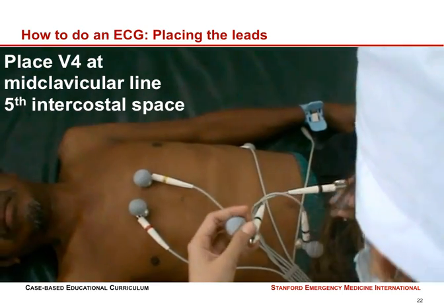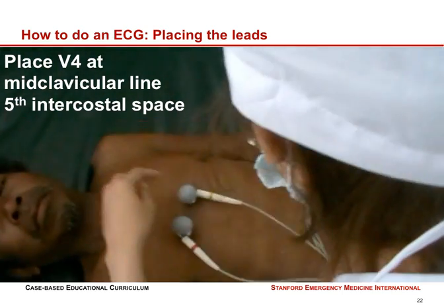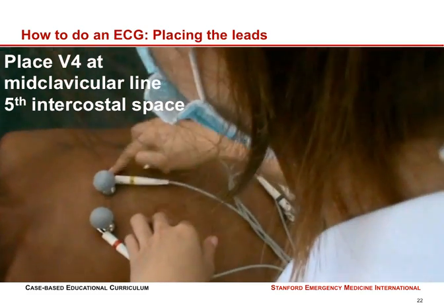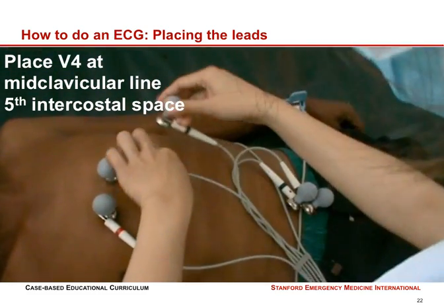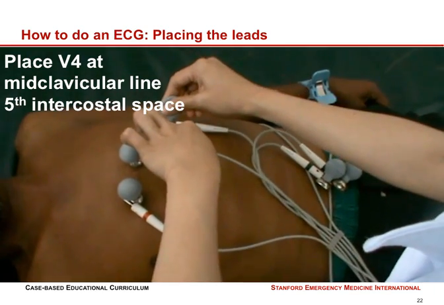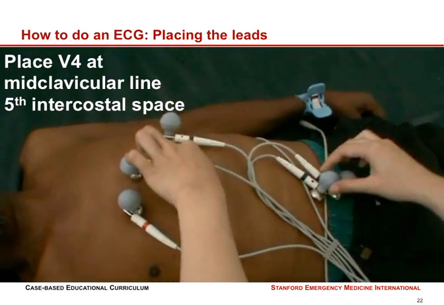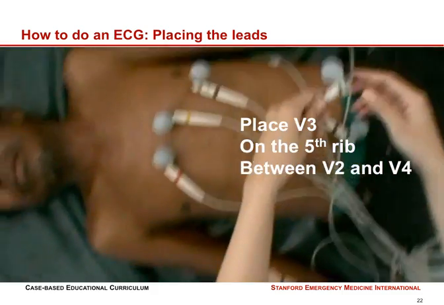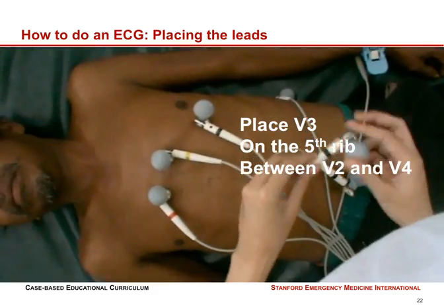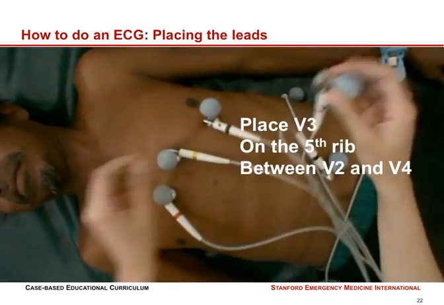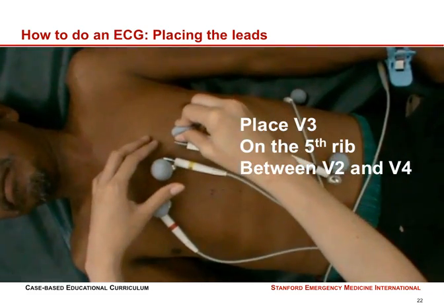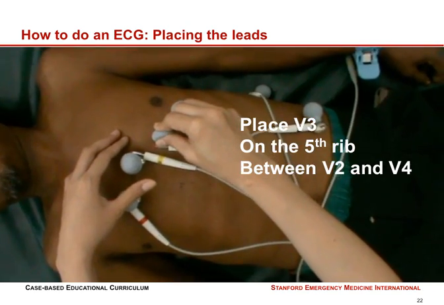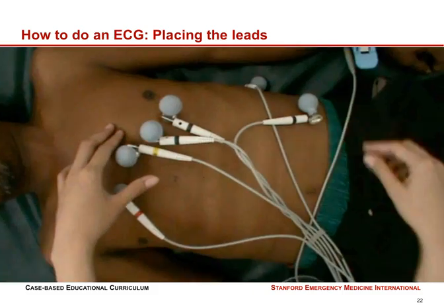Now, the next step is to place V4 at the midclavicular line in the fifth intercostal space. Notice that the nurse is taking her time to place the lead properly. After you place V4, you want to place V3 on the fifth rib between V2 and V4. You will make a diagonal.